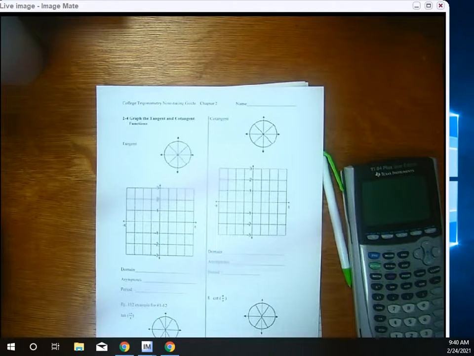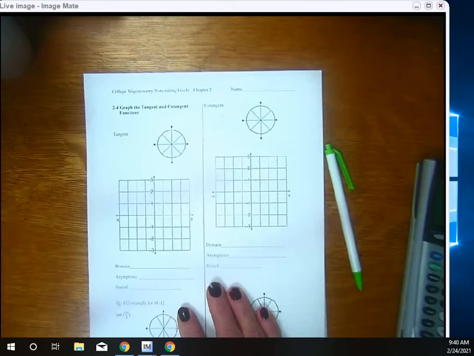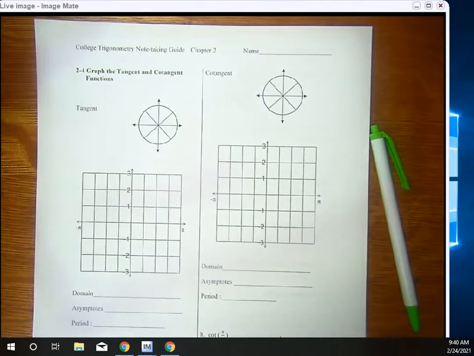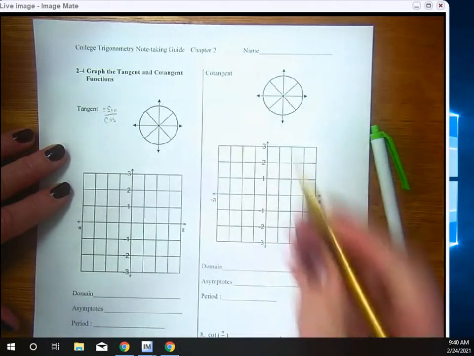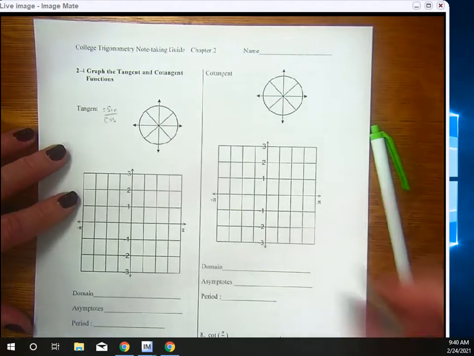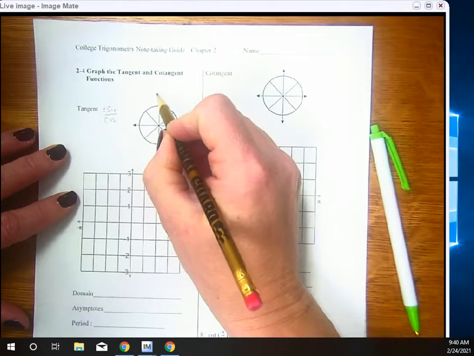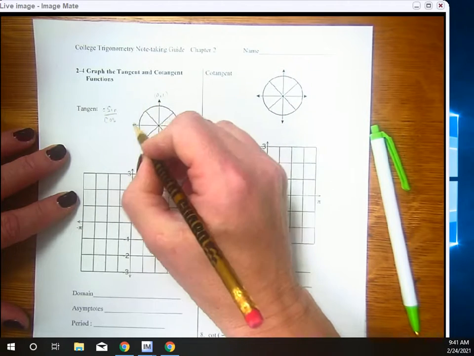We are going to begin Chapter 2, Section 4, Graphs of Tangent and Cotangent Functions. And I want to have you remember the unit circle with tangent and cotangent. Tangent is sine divided by cosine of the angles. So when we are on our unit circle, anywhere that the cosine is 0 would make tangent undefined.